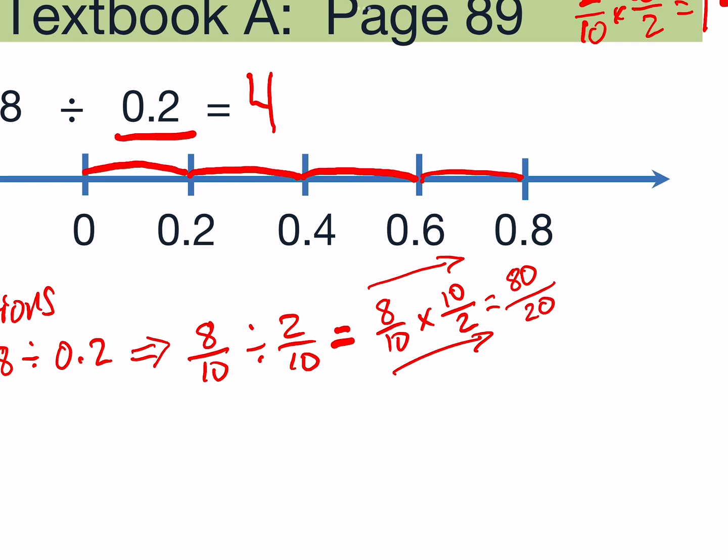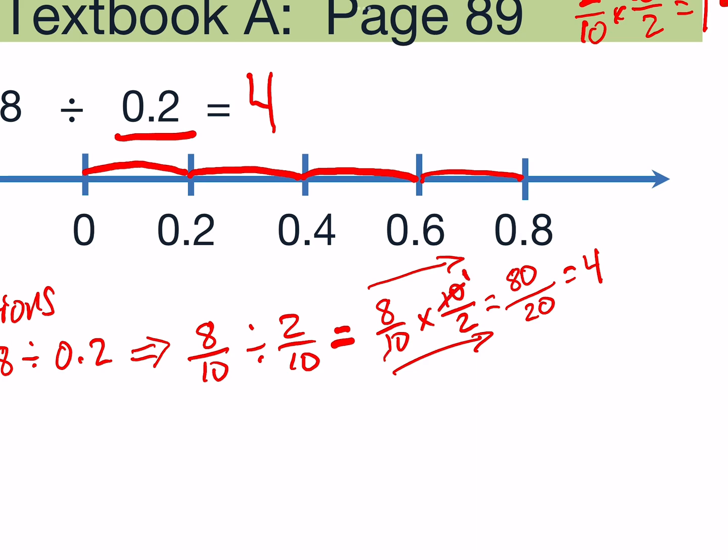Okay? And then at this point, I can simplify, or I can just divide. I know that 20 goes into 80 4 times. Okay? That's a very simple one to say, although I could have simplified it if I wanted to. And if I wanted to, I would have done it this way.